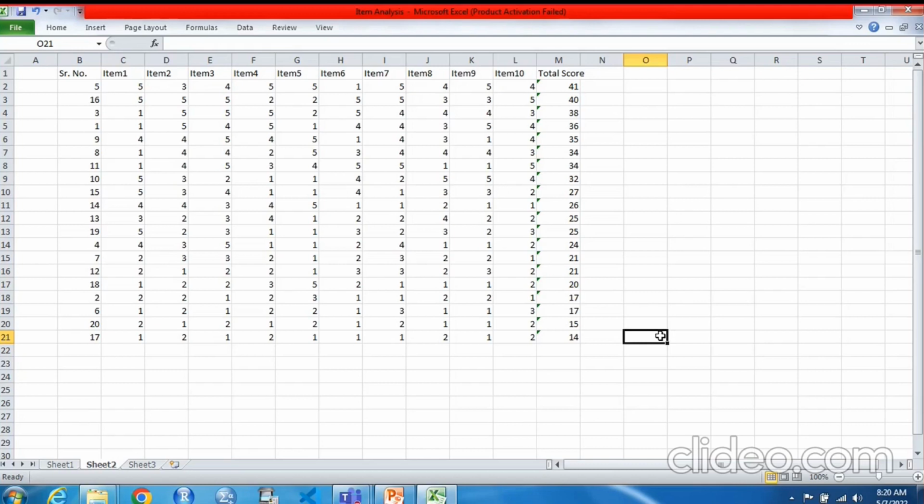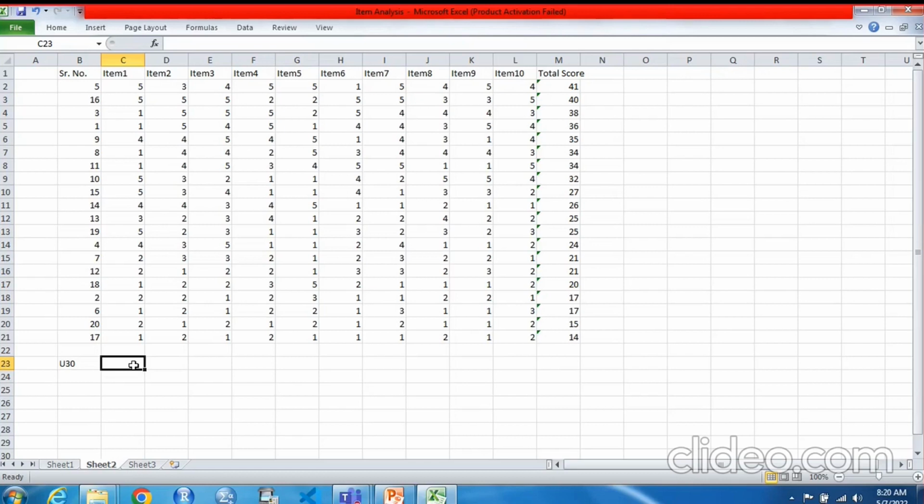Now, 27% of 20 is approximately 6. So I'll take the top 6 and the bottom 6. I will create a cell here, say U30, which is nothing but the top 27% of the score. Now 27% of 20 is 6, so I have to select 6 respondents on the basis of the number of scores.